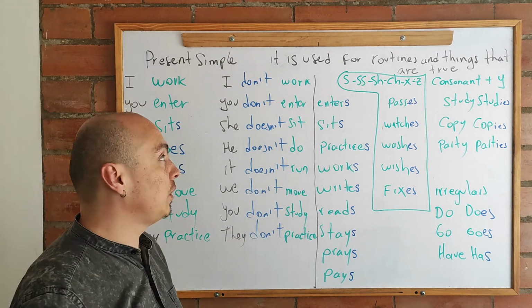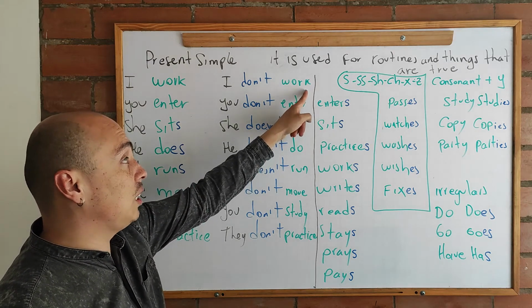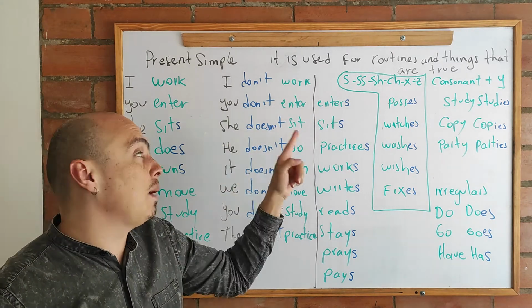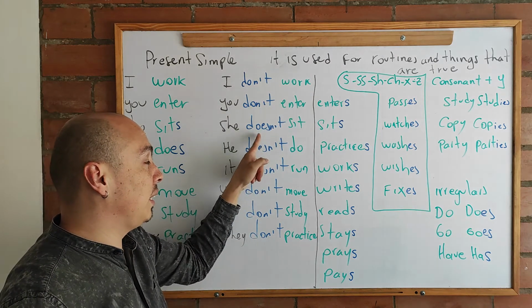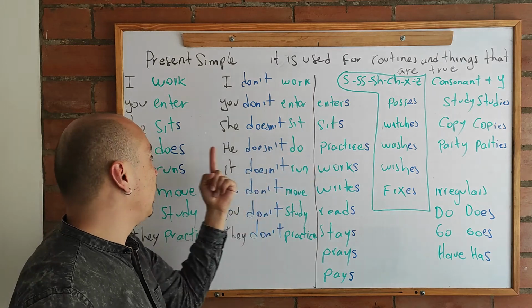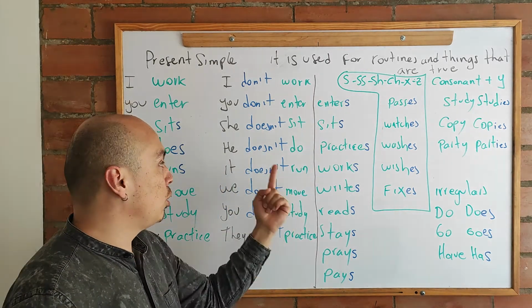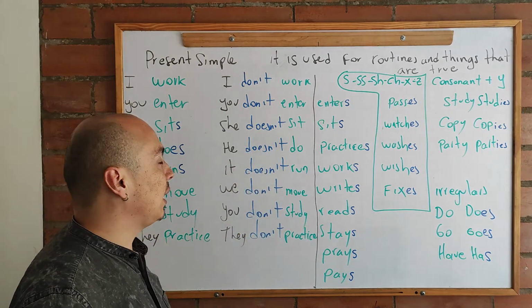The second task of the auxiliary is going to be conjugate the verb. But as this verb conjugated is the same, you don't notice. But in here, in the third person, you notice. This is the conjugation, so the verb doesn't have S or ES or IES. You simply put the auxiliary and that is it.